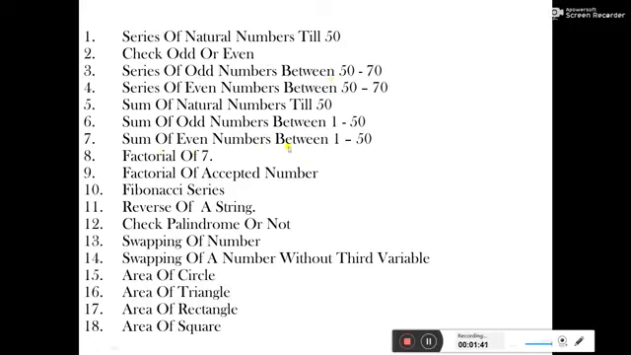Then question number 6, sum of odd numbers between 1 to 50, and 7 is sum of even numbers between 1 to 50. Now 8th and 9th, in the 8th question you need to display the factorial of 7. That means the number is given to you, you just need to calculate the factorial of the given number. And in question number 9 you need to display the factorial of an accepted number. So in this you first need to accept the number from the user to calculate its factorial.